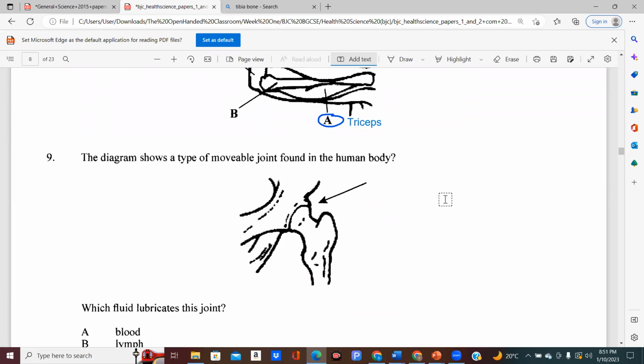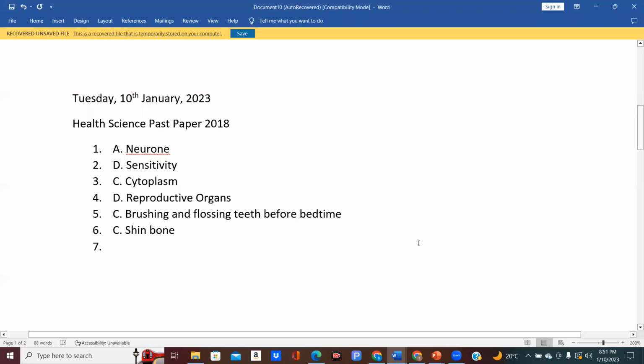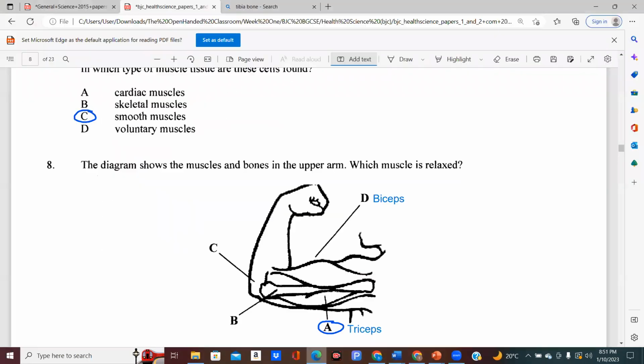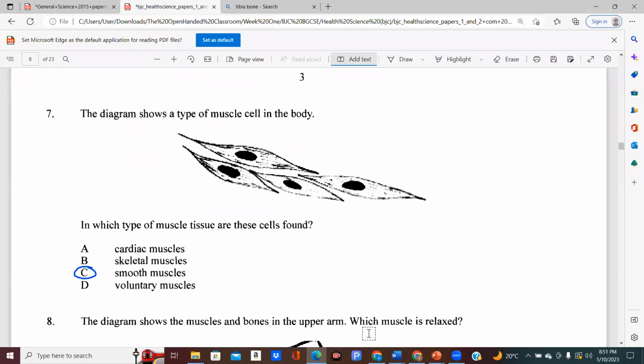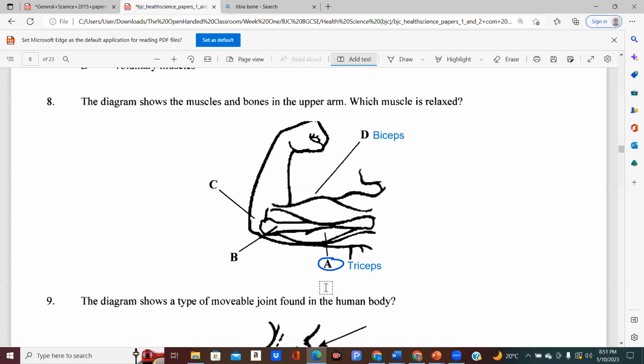So number 8 is... oh sorry, we have to do number 7. Let's go back to number 7. It was the smooth muscle. Number 7 is C, smooth muscle. Number 8 is A, triceps.